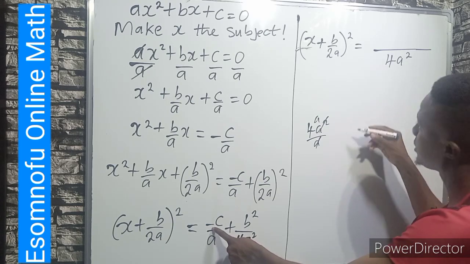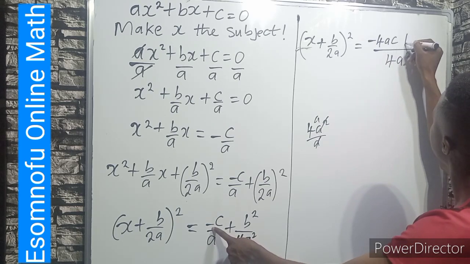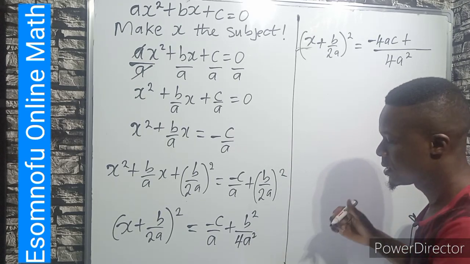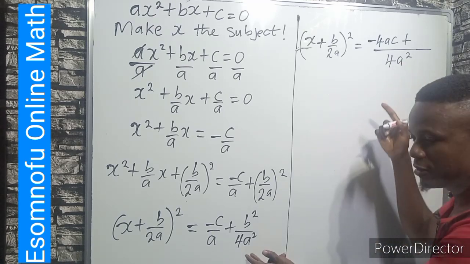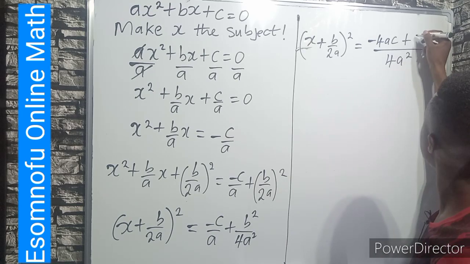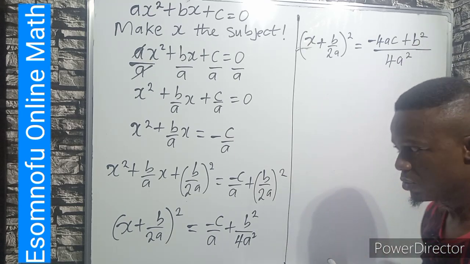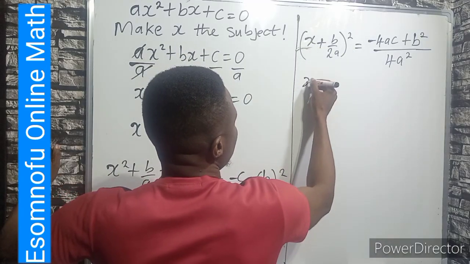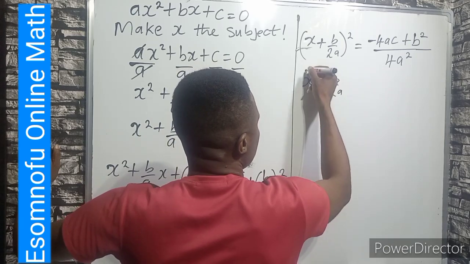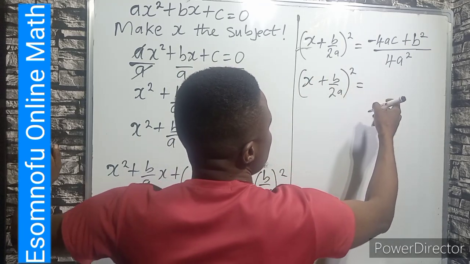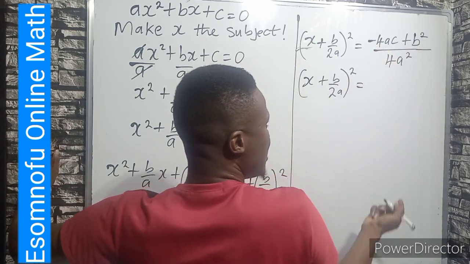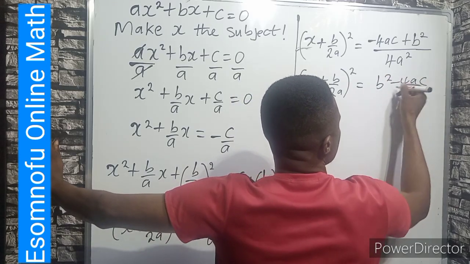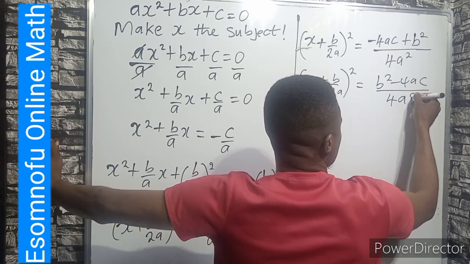Then 4a times minus c, you have minus 4ac plus, you continue again, 4a squared divided by 4a squared. The same thing divided by the same thing will give us 1. So 4a squared divided by 4a squared will give us 1. 1 times b squared is b squared. You still continue again. So from here, you have x plus b over 2a, remember, all squared is equal to, I can write b squared first before the negative number, because addition is commutative. So I can have it as b squared minus 4ac all over 4a squared.